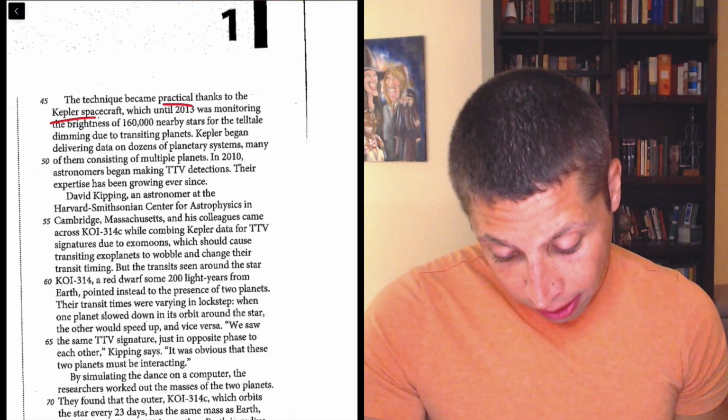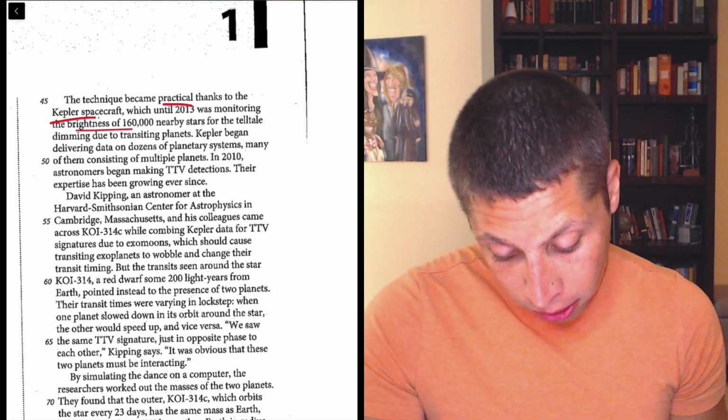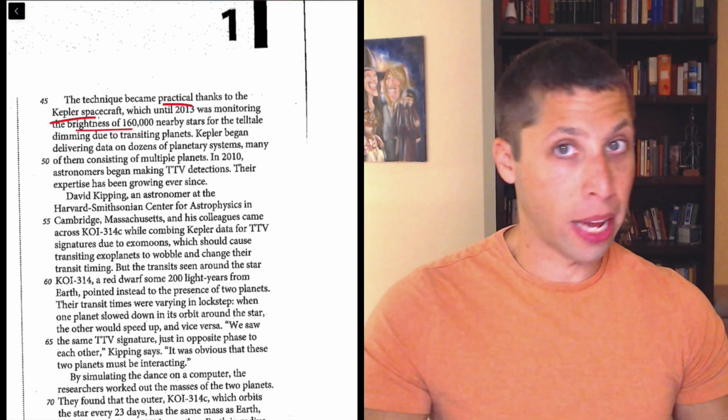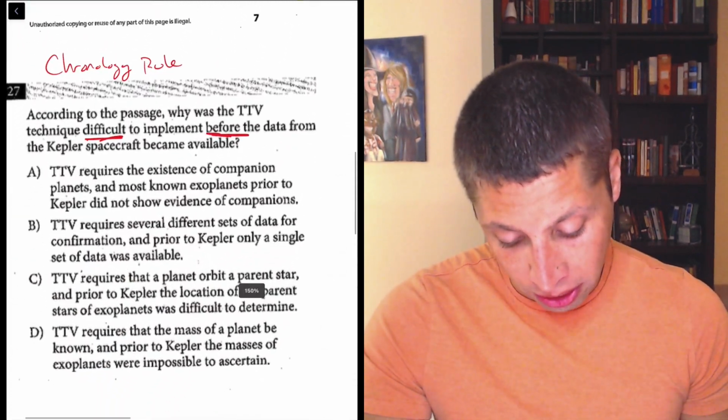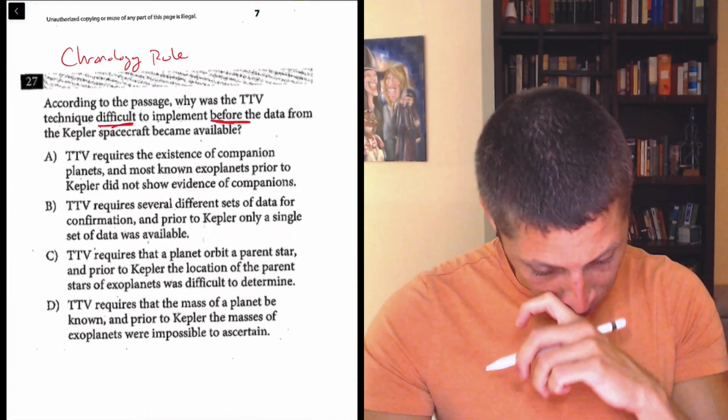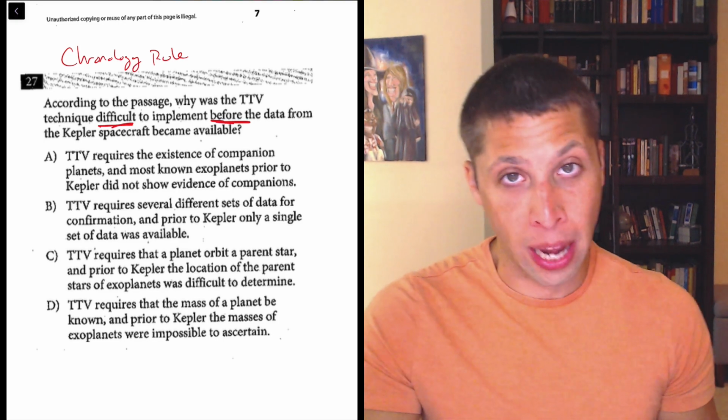I guess it has something to do with this. Kepler was monitoring the brightness. So they were able to use the brightness of the planets. I don't really get it, but let's see what the choices tell us. Maybe that'll help. So what was the problem? Why was it difficult to implement before Kepler?